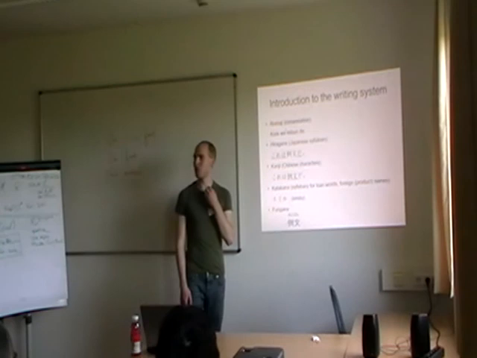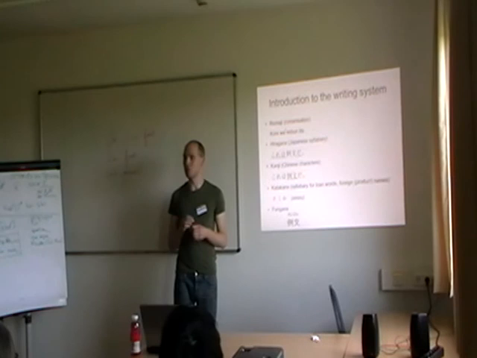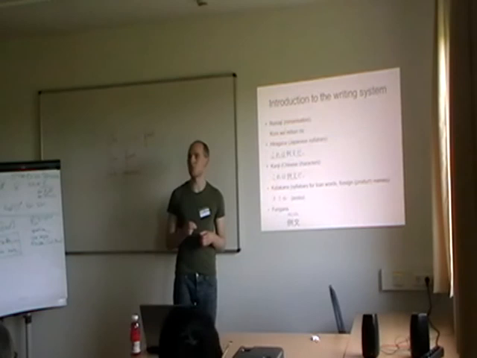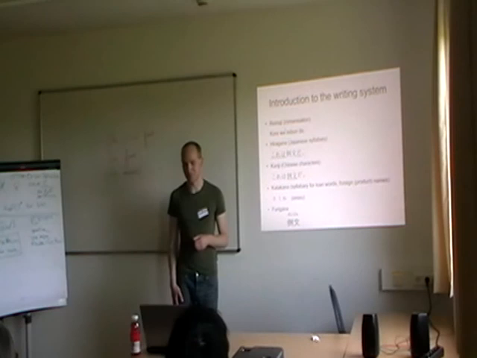Another interesting aspect about this writing system is that the same word with different meanings is written with different characters. So there are a lot of homonyms in Japanese, but the different meanings will all be written with different characters. That actually makes the written language quite unambiguous, which is a bit of a problem for creative writers, but otherwise it's quite cool that it's so unambiguous.